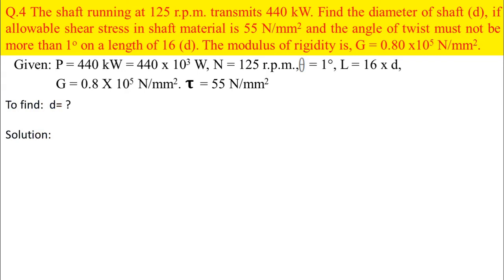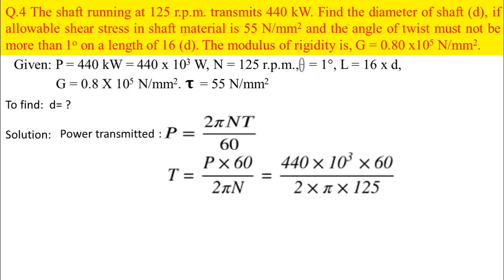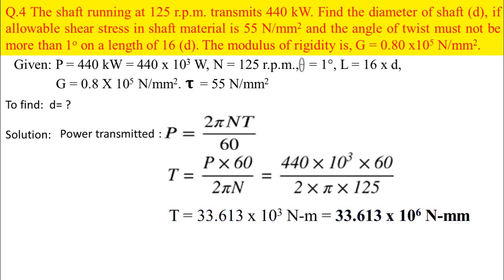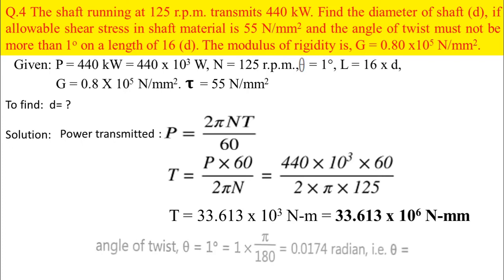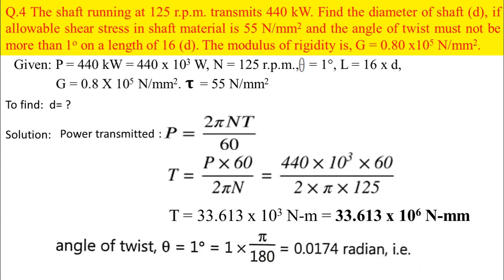Now we know the power transmitted P is equal to 2 pi nt by 60. From that we will calculate the torque by putting the values in the equation. We will get the torque as 33.613 into 10 raised to 3 Newton meter. We have to convert it into Newton mm. All the time we have to convert that into Newton mm. The angle of twist is given in degrees. We have to convert that degree into radian, that is, multiply by pi by 180. We will get 0.0174 radian.